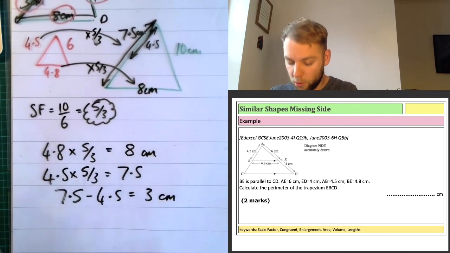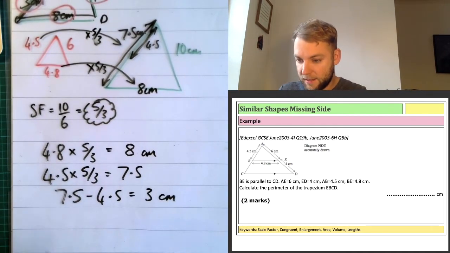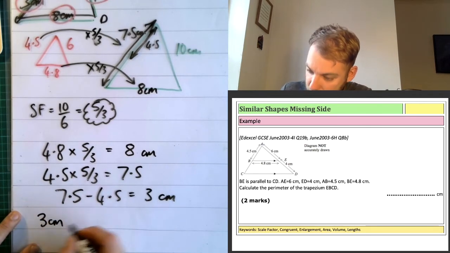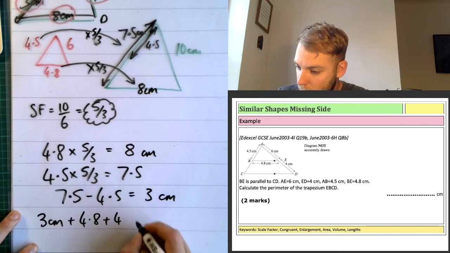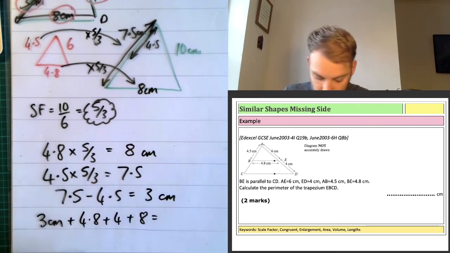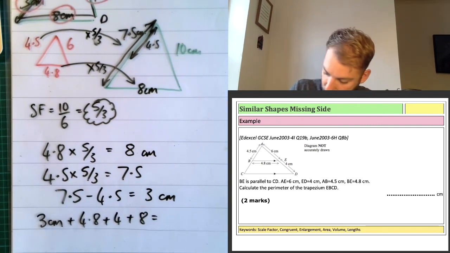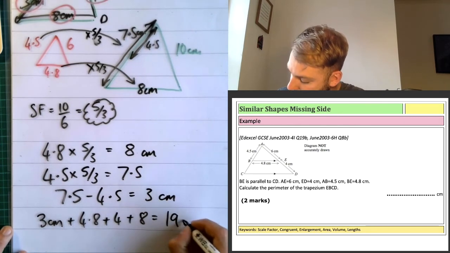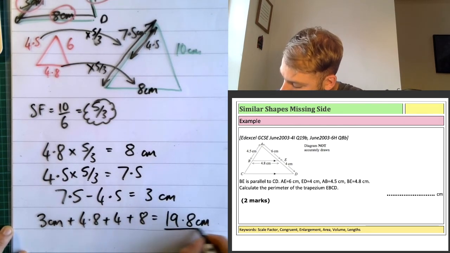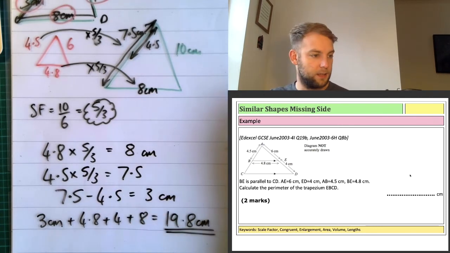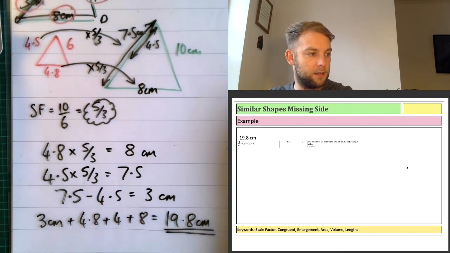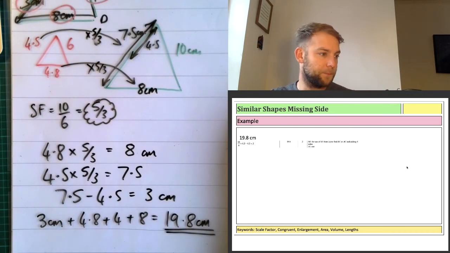So we'll do all of those. It's on the left, 3 centimetres, plus the top, 4.8, plus the right, 4, plus the bottom, 8. 3 plus 4.8 plus 4 plus 8 is equal to 19.8 centimetres. Brilliant. And we're finished. Alright, let's just check that. Let's make sure we got it right. 19.8, brilliant. Super.